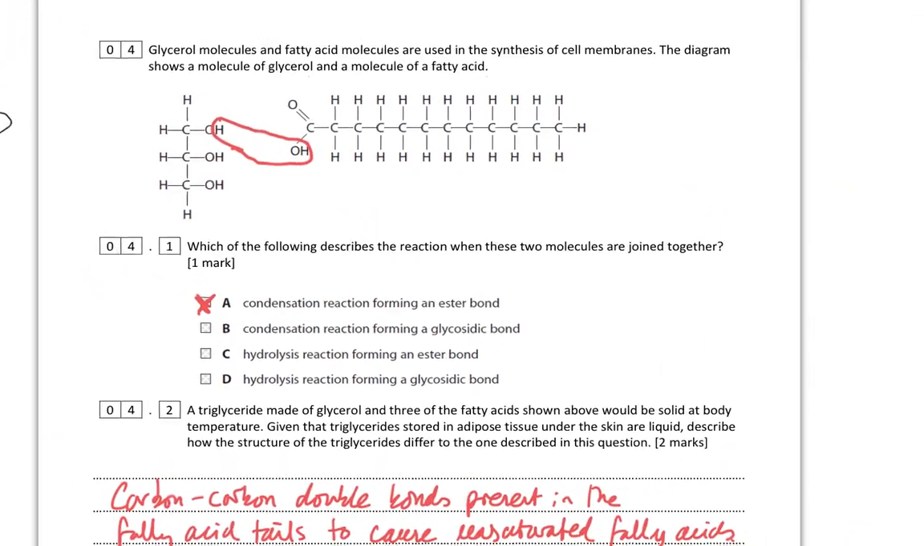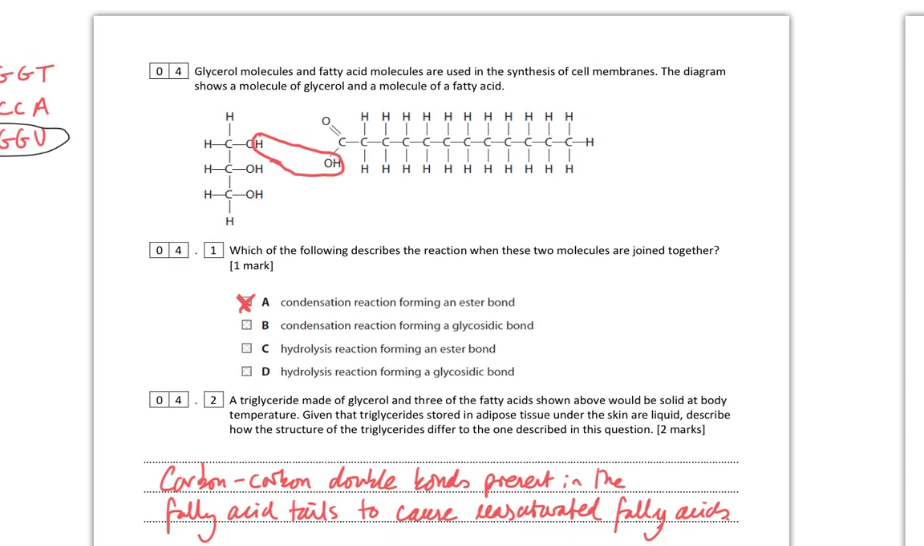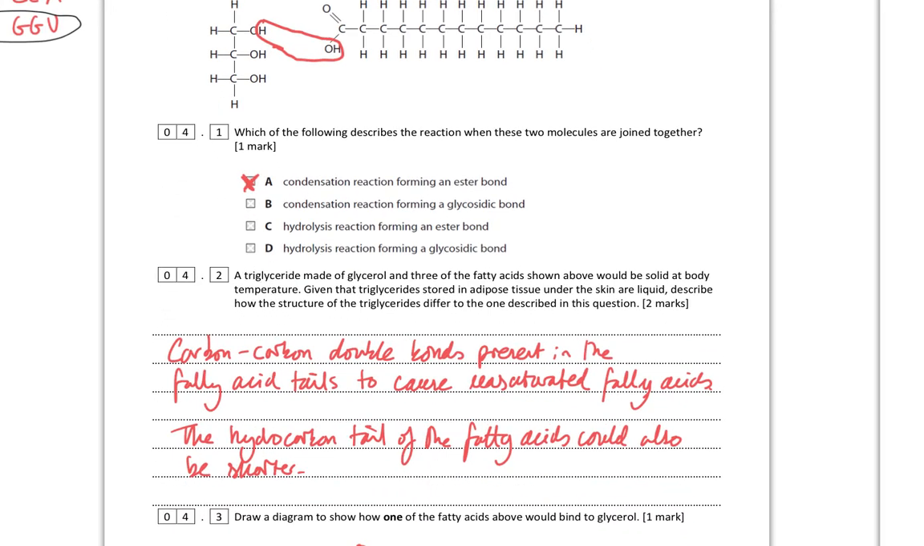Number 4, which is just showing our fatty acids. If we're joining, it's condensation, and ester is fats. How can I make it more liquid? Well, you can make it shorter or unsaturated. It's 2 marks, so I'm going for the more detailed answer: carbon-carbon double bonds are present in the fatty acid tails to cause unsaturated fatty acids. I put fatty acids there to change that to a T. There you go. And then it's 2 marks.